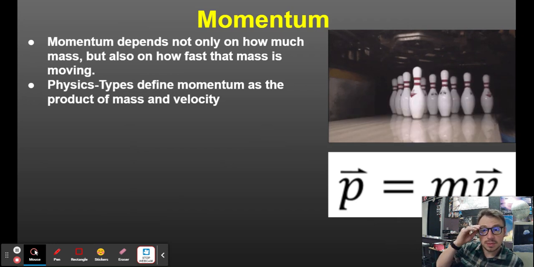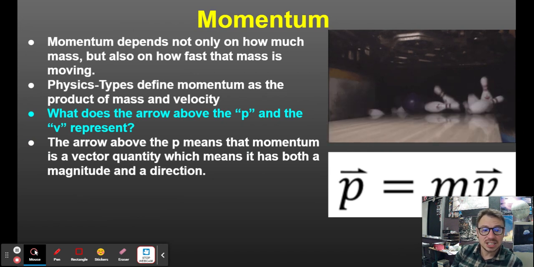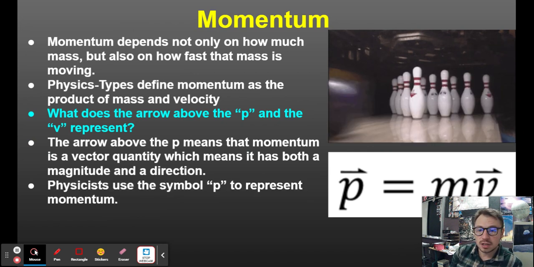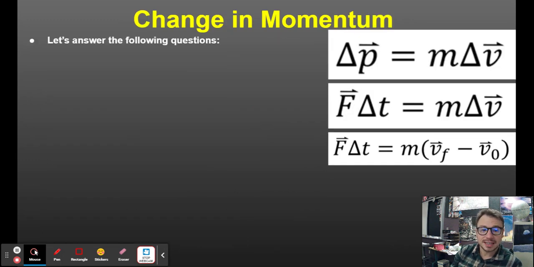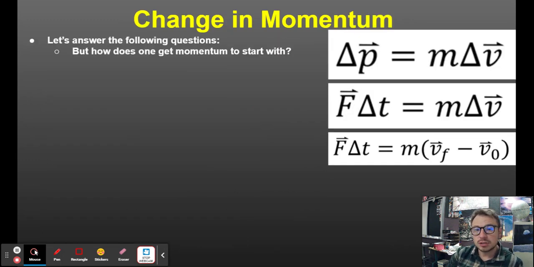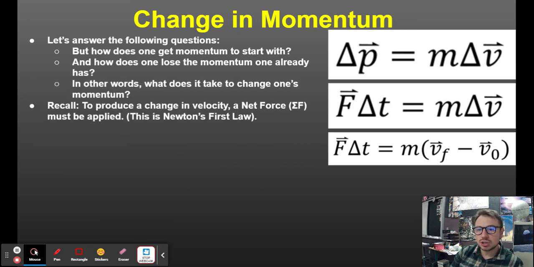It is defined as the product of mass times velocity, and it is a vector quantity, which means it does have a direction. The unit for momentum is kilogram meters per second. Then we also talked about change in momentum. How do we get momentum? How do we lose momentum? How do we change our momentum?